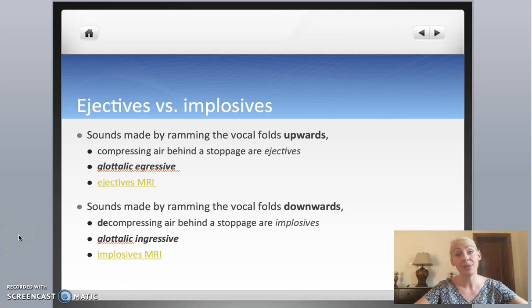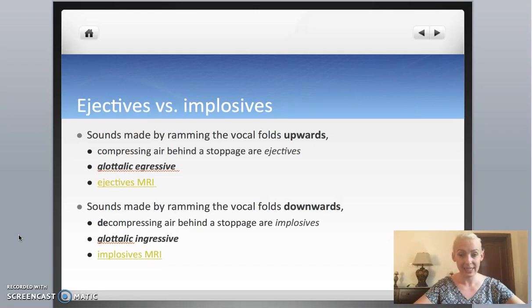So ejectives and implosives are the two types of sounds made with glottalic airstream. Ejectives are made with glottalic egressive airstream, air coming out, and implosives are made with glottalic ingressive airstream, the air coming in. And we make that difference for both types of sounds: we trap the air between the larynx and the oral closure. But for ejectives, we then squeeze the air in that area, and for implosives, we extend that area.